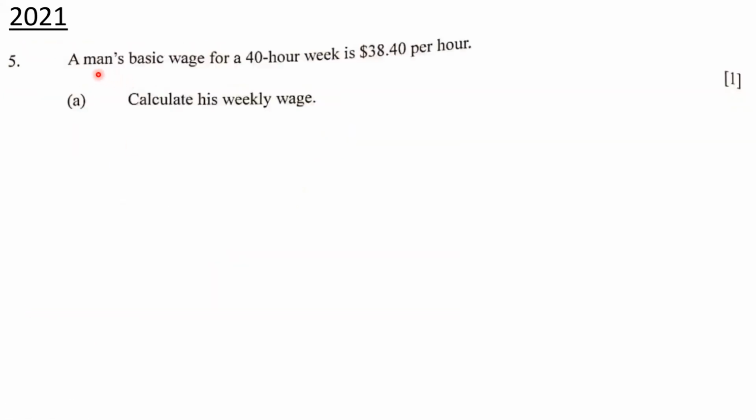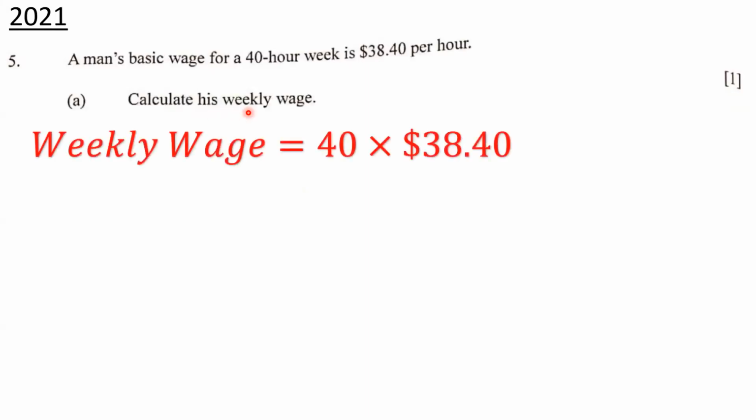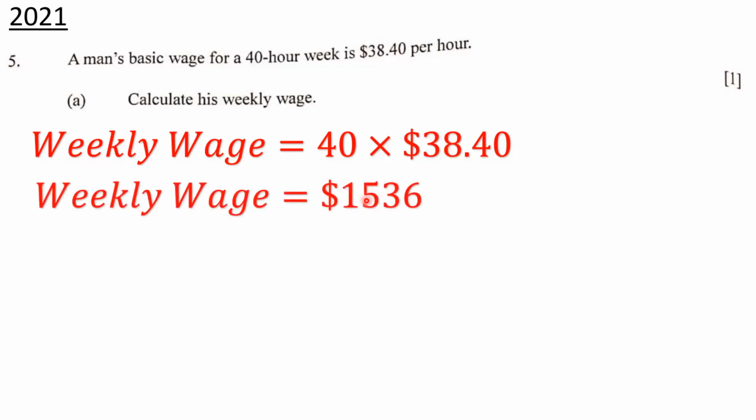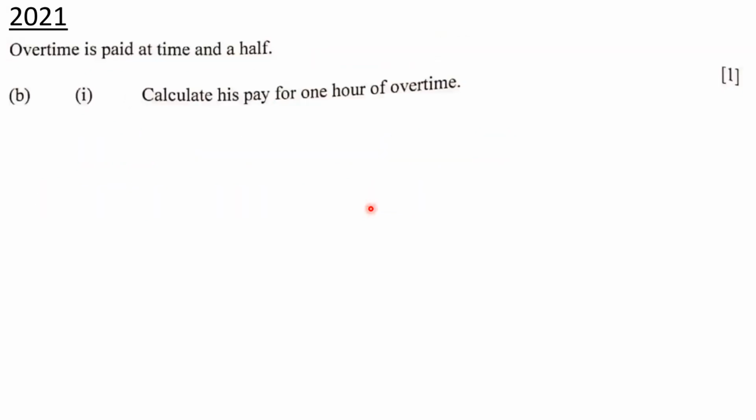Okay, let's move on to the next question. Here it says a man's basic wage for a 40-hour week is $38.40 per hour. Calculate his weekly wage, the amount he's going to be paid per week. Well, he worked for 40 hours, and every hour he gets paid $38.40. So 40 times 38.40 is going to be 1,536. So his weekly wage is $1,536.